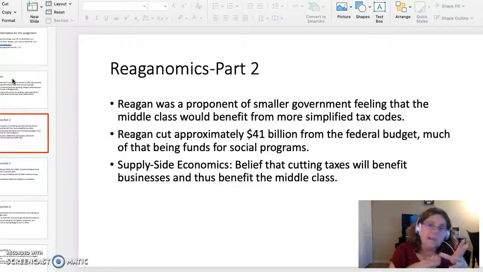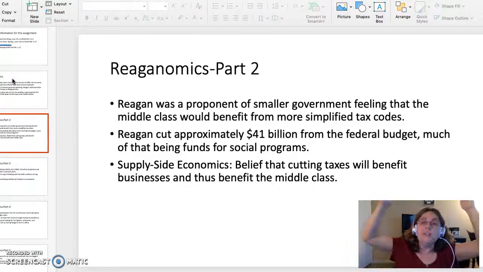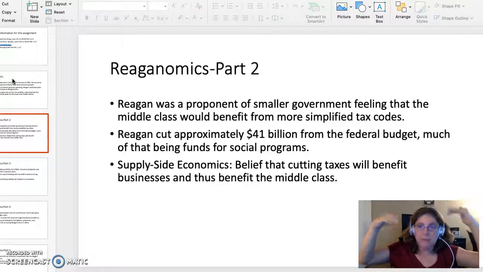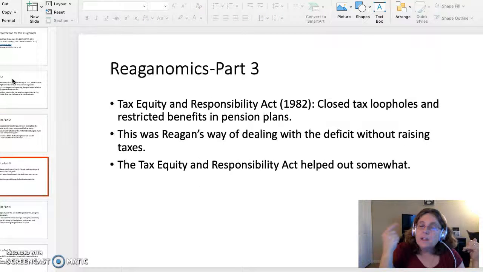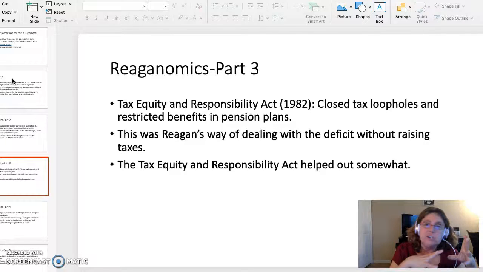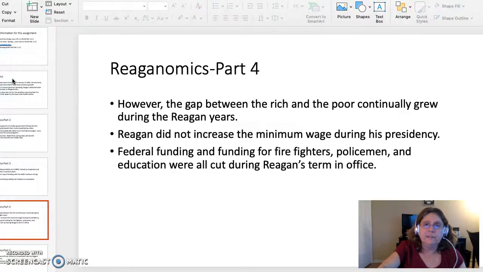Supply side economics, this was the portion of Reaganomics where the belief was you cut the taxes for big business and the wealth would trickle down. Tax Equity and Responsibility Act is what you are analyzing if you analyze this primary document. It closed the tax loopholes and restricted benefits and pension plans. This was Reagan's way of generating revenue for the federal government without raising taxes. It helped out somewhat, but not enough.